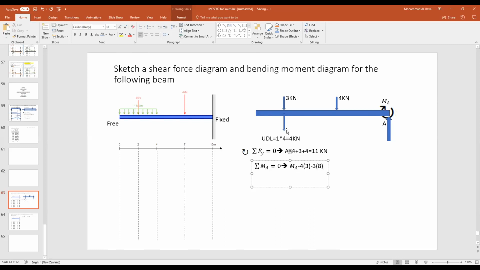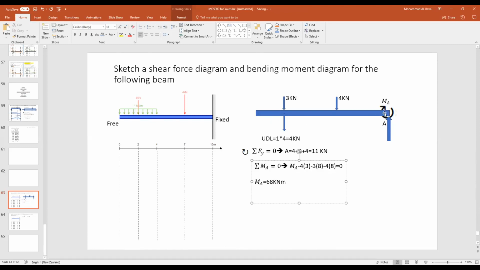And then you have the UDL, which is also negative: minus the UDL, 4 kilonewtons, times the distance. The UDL is at the center, so it should be 8 as well, at the same location as that point, is equal to 0. You solve this, you find the value of MA, the moment to prevent this UDL load and the 3 kilonewtons and the 4 kilonewtons from pushing the cantilever down. I need a moment of about 68 kilonewton meters to prevent that motion.